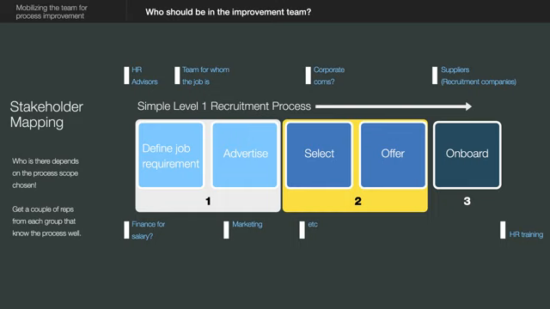Now, once you've decided on the scope, then you have to do a stakeholder mapping exercise. So get a few of the key people together and start putting up sticky notes around the process which highlight the key people that are going to be involved in this. So look at the departments that actually do this, the stakeholders. There could be suppliers, there could be training companies, there could be external companies, there could be internal stakeholders as well.